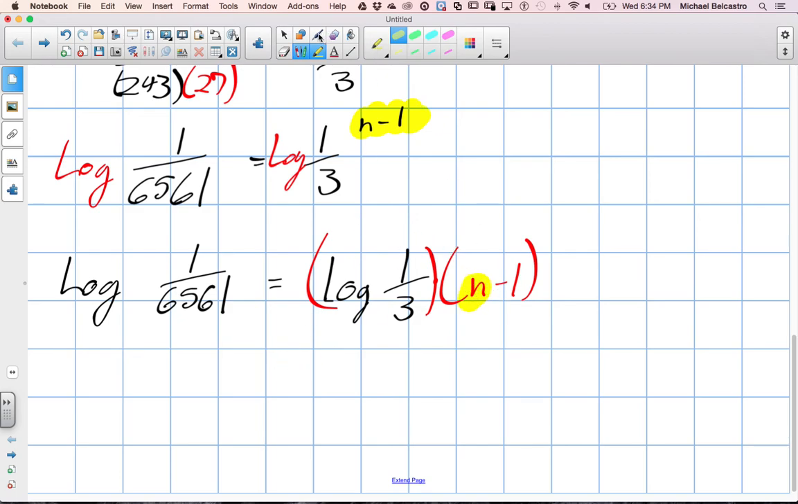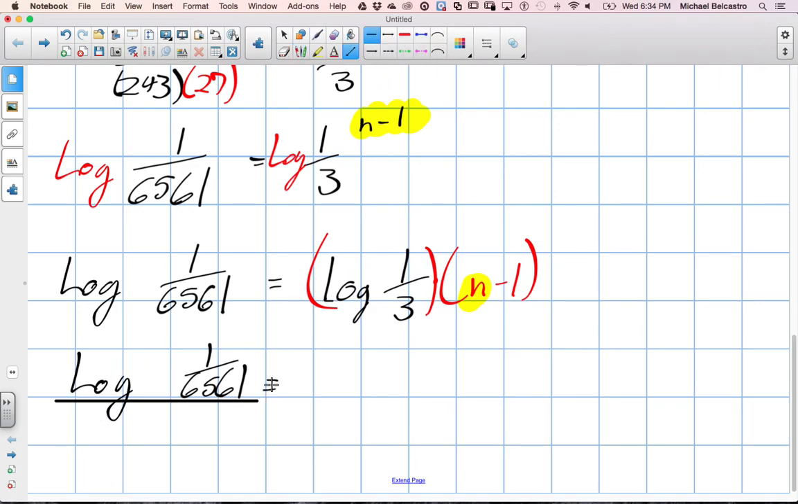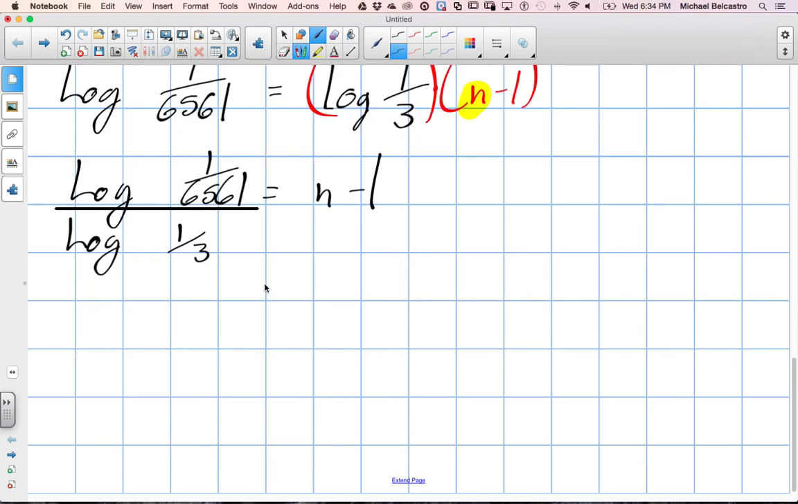We're going to move the log of 1/3 to the other side. So we'll get log of 1 over 6561. And these are all values, you can plug them in and get whatever decimal you want. I'm just going to leave them as actual expressions, so it'll be very exact at the end. Divided by log base 10 of 1 over 3 is equal to n minus 1. So we're going to get these values, and whatever they are, we're going to add 1 at the very end.